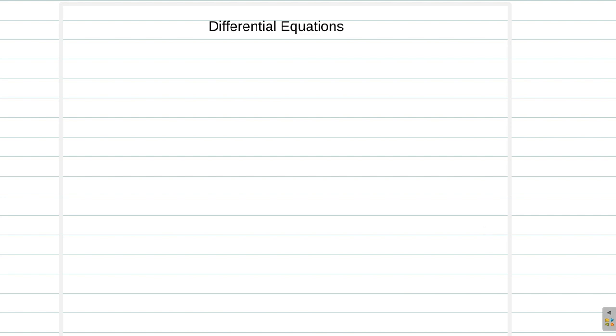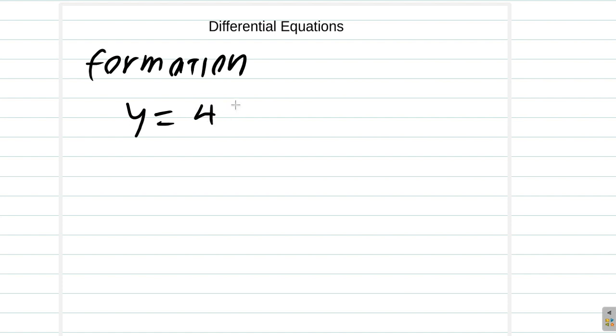Now, we want to see how you might form a differential equation. Suppose you have y equals, say, a number, say 4 sine x plus 6 cosine x, right?